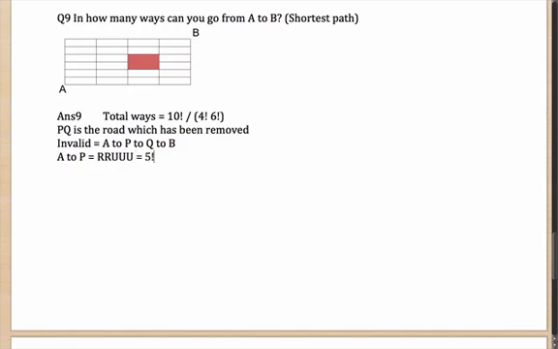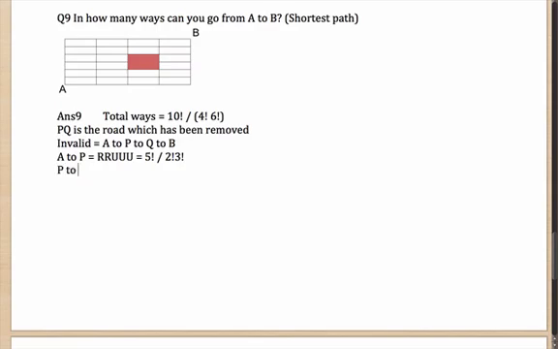So, how many are invalid ways out of these? To figure out the invalid ways, let's say this point was P and this point was Q. PQ is the road which has been removed. Now, the invalid ways are those in which you go from A to P, then from P to Q, and then from Q to B. So how many ways are there for that? A to P is 2 rights and 3 ups, so RR, UUU can be rearranged in 5 factorial by 2 factorial, 3 factorial ways.